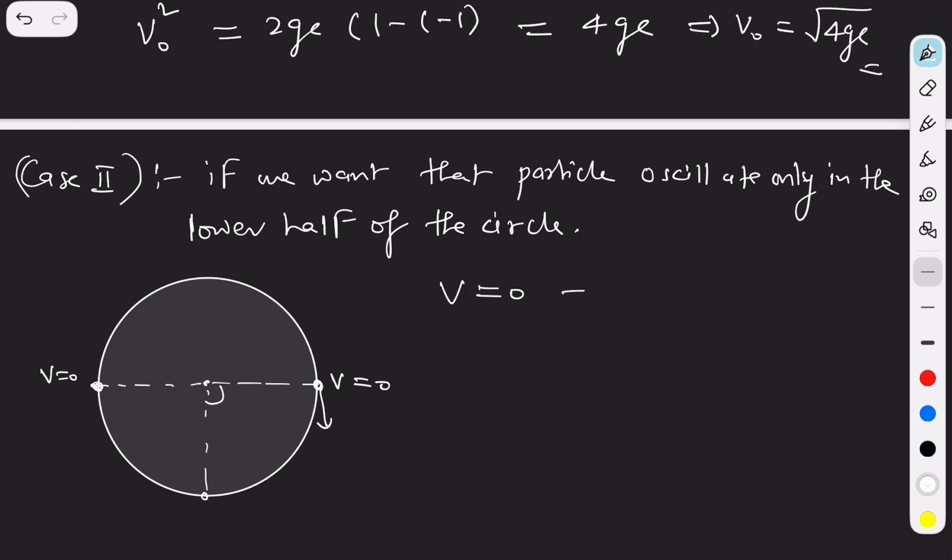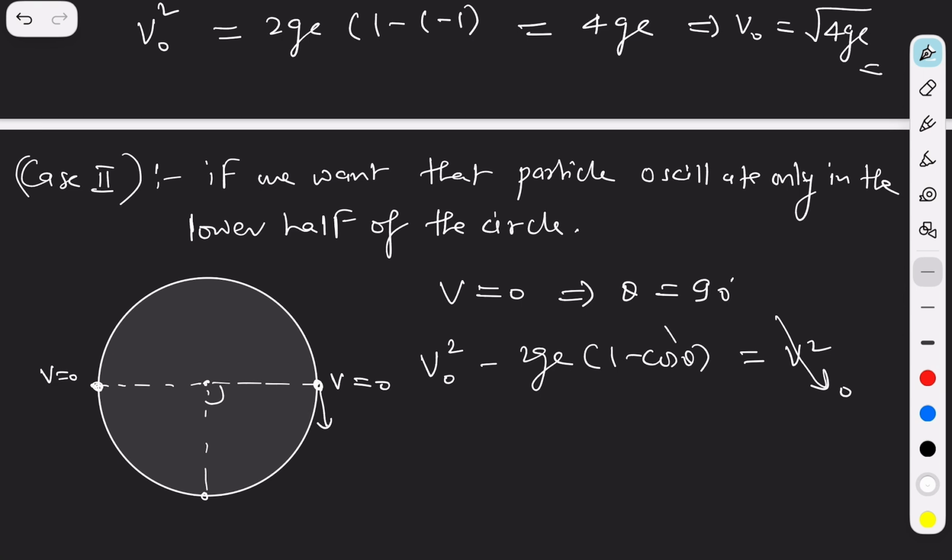So it is very similar to the cases that we have discussed earlier, but just for the sake of formally describing this, I'm solving again. So v naught square minus 2gl (1 minus cos theta) is equal to v square. So v square should be 0 when theta is pi by 2. If I put this value, v naught should be root 2gl.